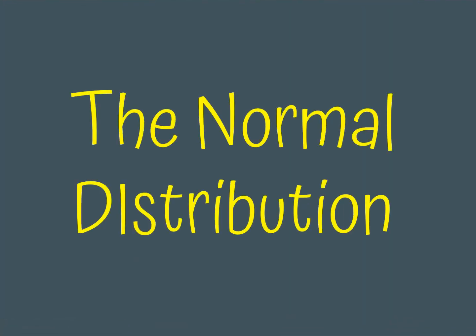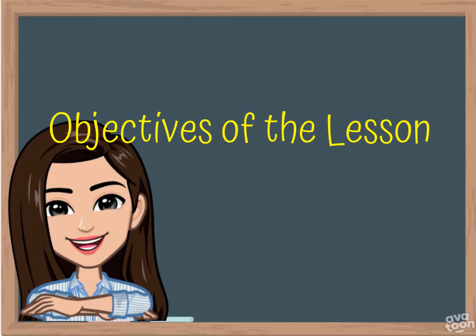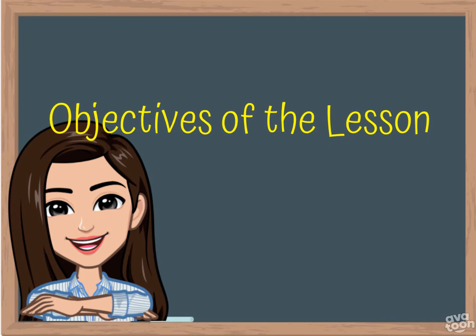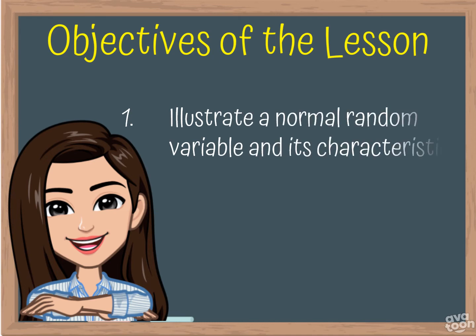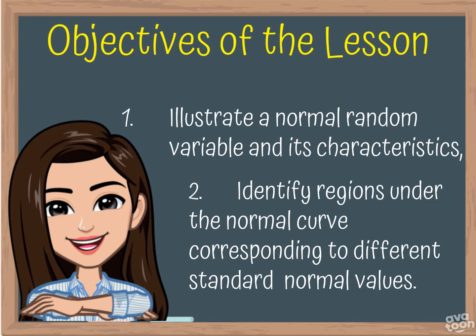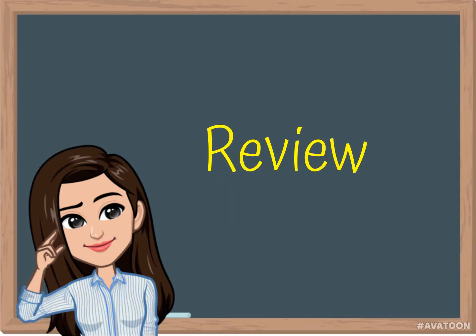For this discussion, we will be having the normal distribution. At the end of the discussion, we are expected to first, illustrate a normal random variable and its characteristics. Second, identify regions under the normal curve corresponding to different standard normal values. But before we start with our discussion, let us first have a review of our previous lessons, which are also essential to our next lesson.